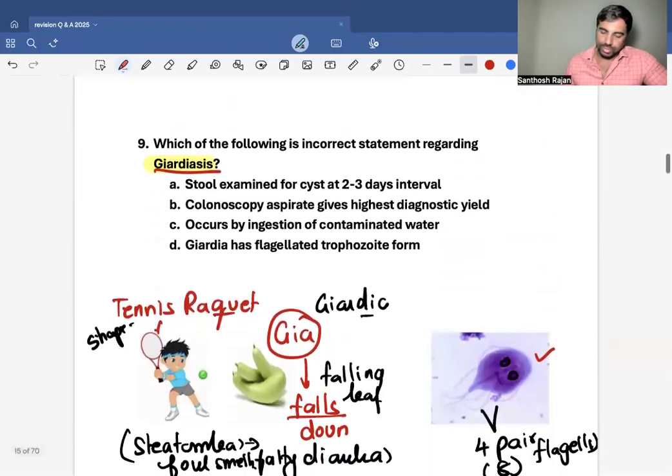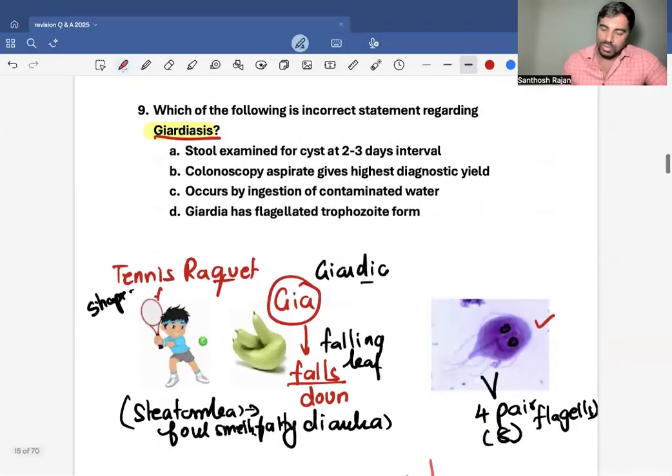Now let's see. Stool examined for cyst every 2 to 3 days. The question asks for the incorrect statement. Yes, cyst shedding is intermittent, so every 2 to 3 days interval you have to check to confirm it. This is a correct option. Colonoscopy aspirate gives the highest diagnostic yield? Why would you do a colonoscopy? Colonoscopy is coming from the backside, the anal region. No, it is usually the duodenum. So this is not right. This is wrong, so this is the answer actually.